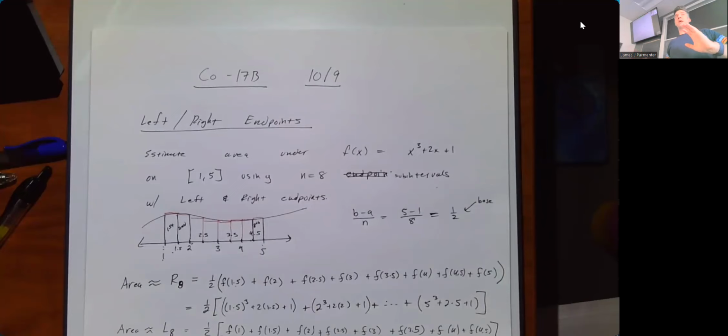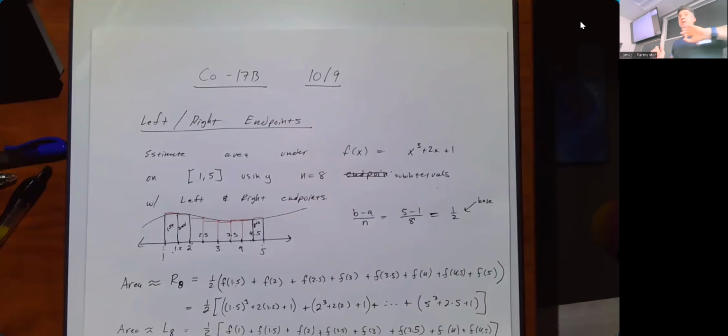The idea here is that whichever you use, whether it's left or right or mid or upper or lower, as you let the number of subintervals get larger and larger, each subinterval gets narrower and narrower, and so all of them eventually approach the same limiting value, which is the area under the curve. That's why it doesn't matter if we use left or right or other endpoints to calculate the area under the curve, at least when we can find the limit.